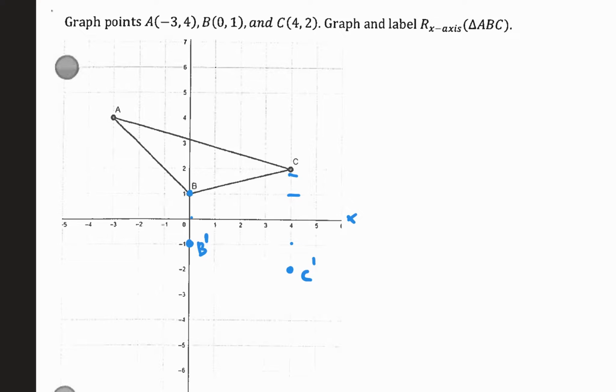1, 2. And then A is 1, 2, 3, 4. So it's right here. So this is A prime. So I'm going to go ahead and connect the points. And there's our triangle, and now I can do a better job at connecting the points. So there it is.